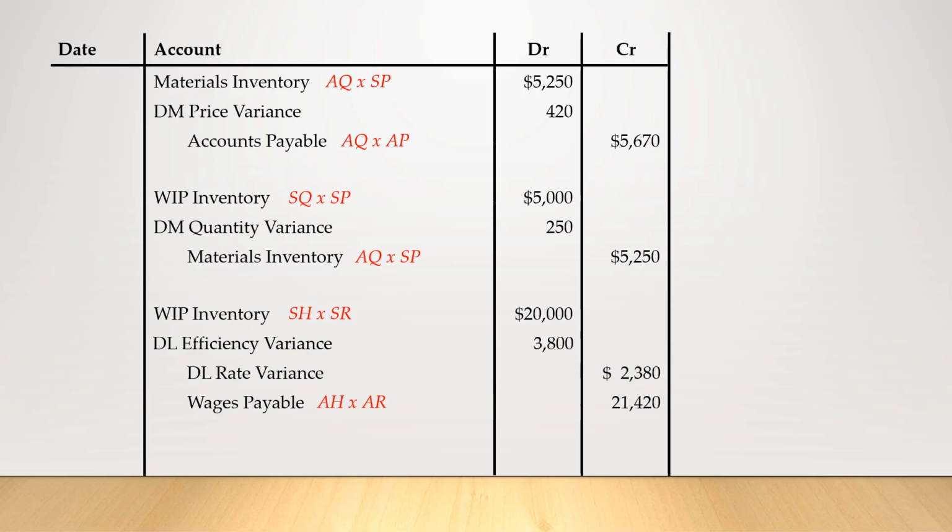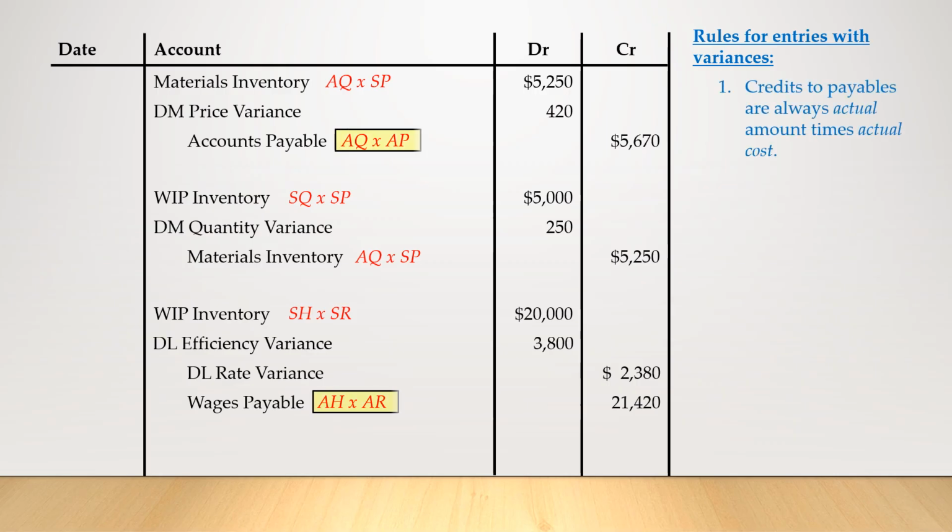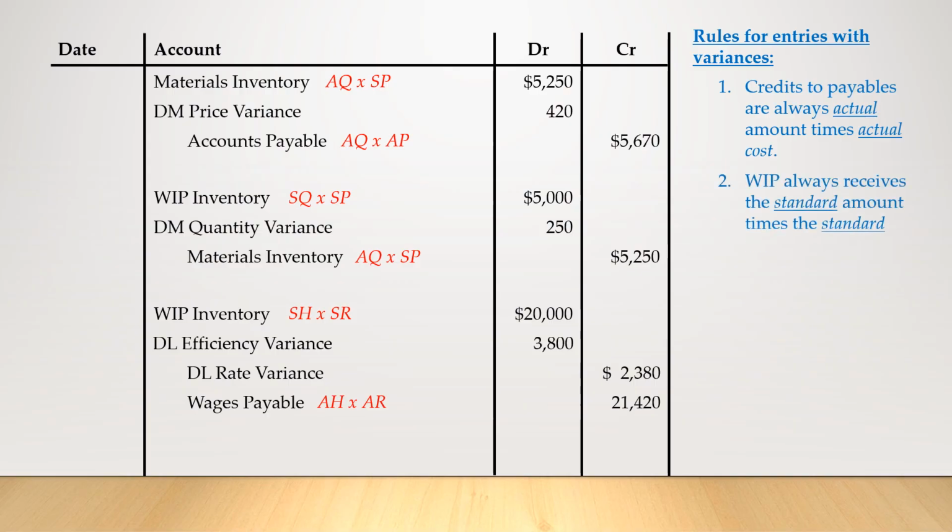Here you see the three previous entries with their variances. Here's three simple rules for how these entries are recorded. Your credits to payables are always the actual amount times the actual cost. That product is what we must pay our employees or our vendors, regardless of any variances. Work in process inventory receives the standard amount times the standard cost. Effectively, we record work in process at the cost of labor or materials we should have incurred.